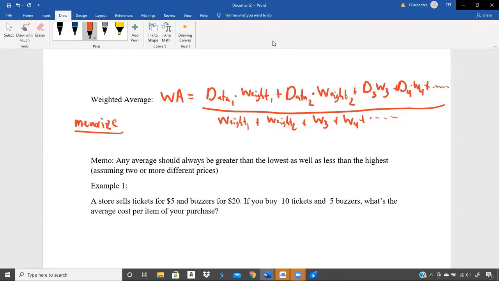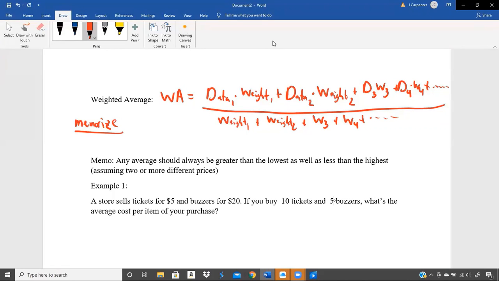Now, the initial challenge for a lot of people, and sometimes for crazier examples, maybe even a challenge for a more seasoned student, is figuring out which of these things is the weight and which of these things is the data. We like to say that the weight is what's going to make the data have more or less of an effect.